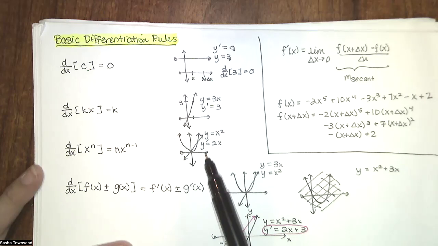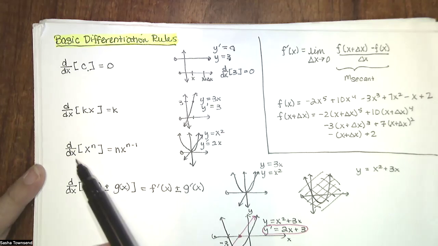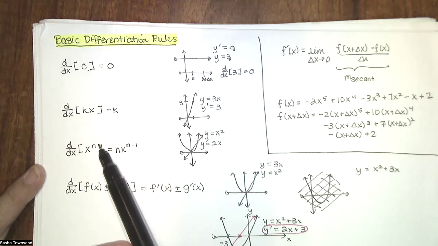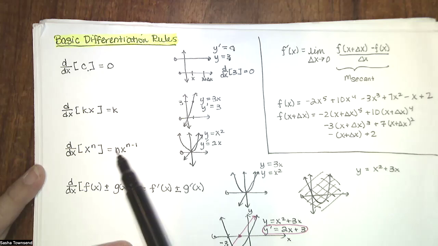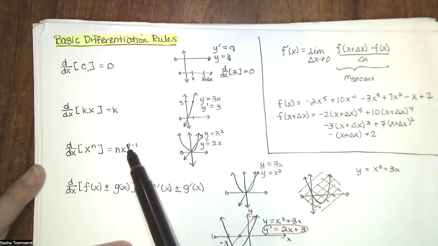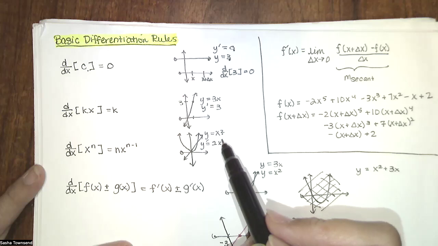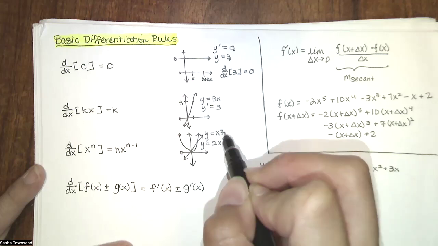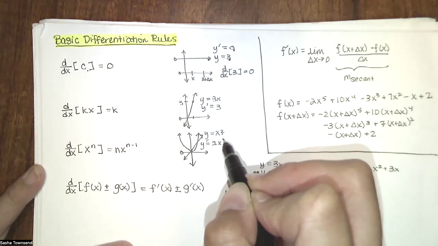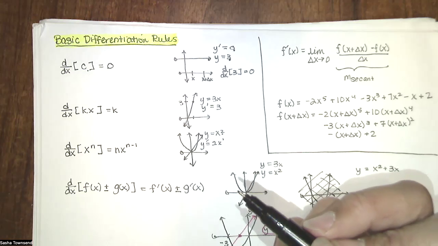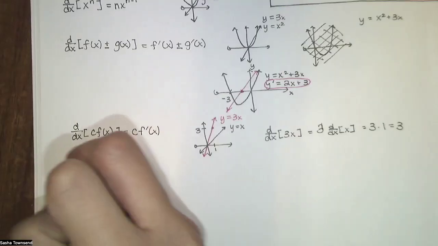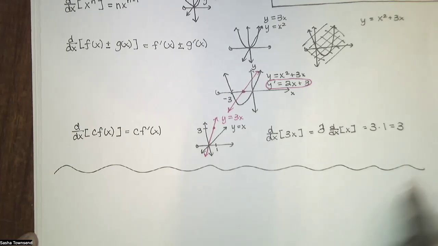Now this one is a little bit more complicated. It turns out that the derivative of x to some power is that power times x to the 1 less power. So for example, the derivative of x squared is 2 times x to the first. So I bring my exponent down, and then I multiply by x to the 1 less power, and that's going to give me the derivative every time. Now we can derive that formula using the limit definition if we want to.